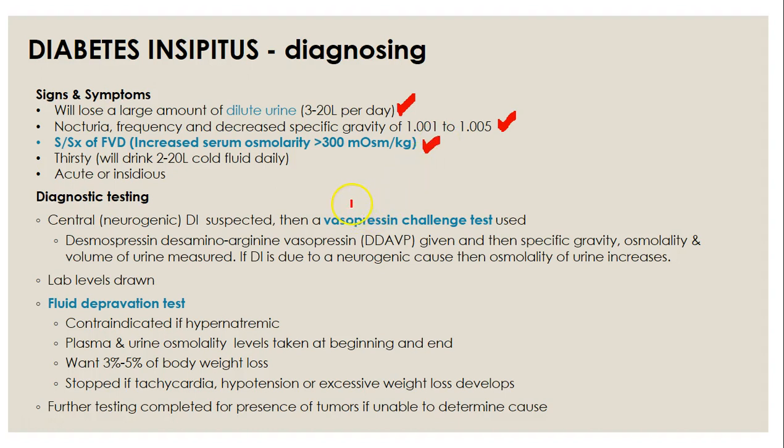Diagnostic tests that you need to know are the vasopressin challenge test, because obviously if you give somebody vasopressin, it should reverse the effects of the loss of ADH. Or you can also do a fluid deprivation test. It's obviously contraindicated if somebody has high sodium levels, but if you deprive somebody of fluid and they continue to lose a large amount, it also helps to confirm the diagnosis.